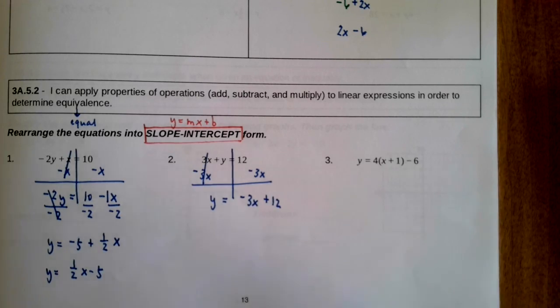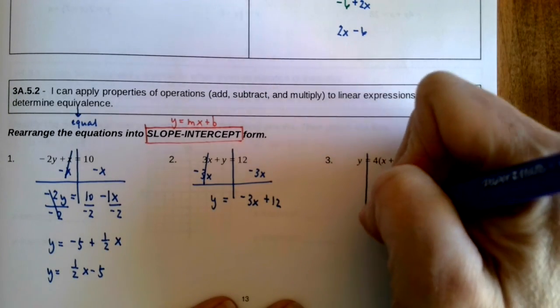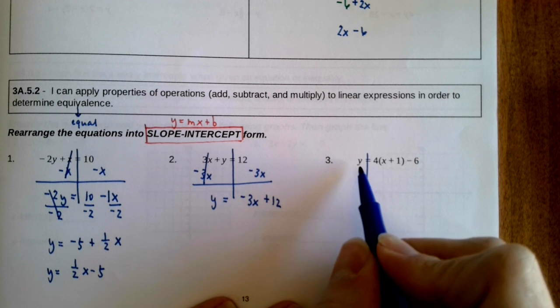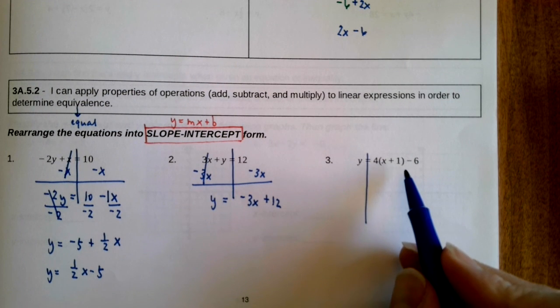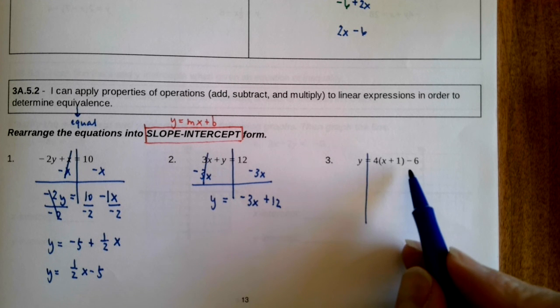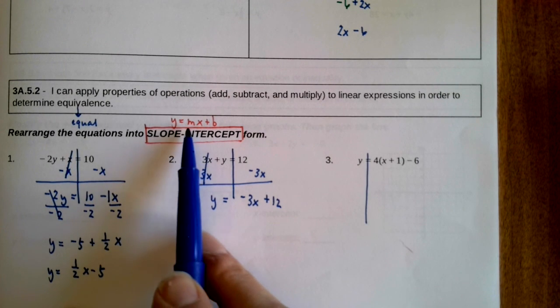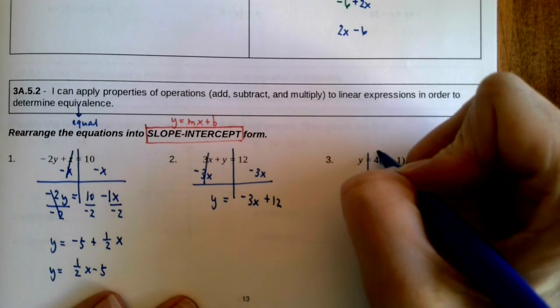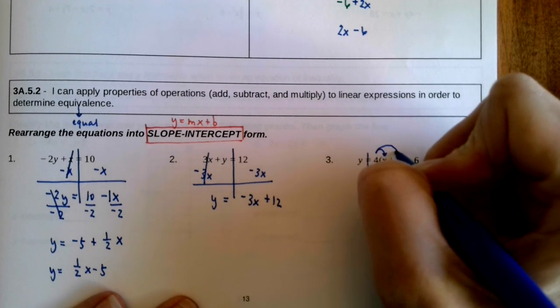All right, last one here. The nice thing here is that I've got my y by itself. But when I'm looking at this, it looks like it's in point slope form to me. So to get it into slope intercept form, I need to get rid of those parentheses and combine my like terms. So we're going to go ahead and distribute.